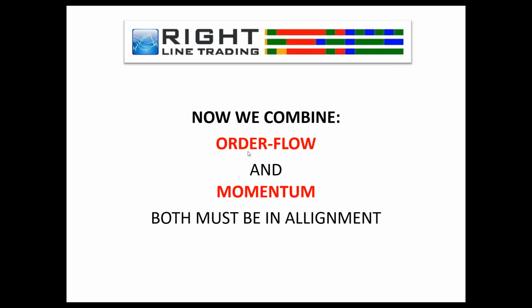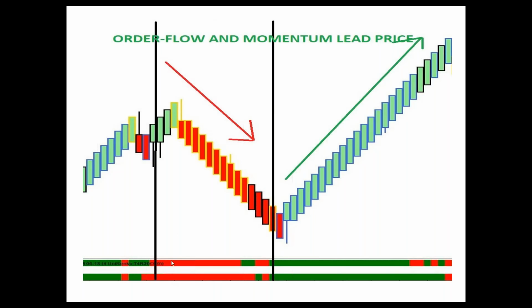So now let's combine order flow and momentum. Now we know these are equal, independent forces that determine the future movement of price. They have to be aligned in the same direction to take a low risk, high reward trade. And here's what you need. And it's easier to define chop. Right here, both lines go red, red, and they're going to roll price to the downside. Both lines turn green, green, and they're going to roll price to the upside. The top line is momentum, and the bottom line is order flow.